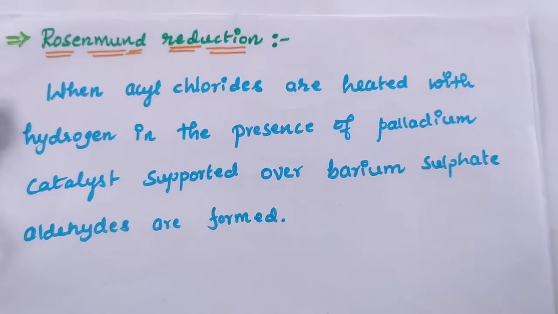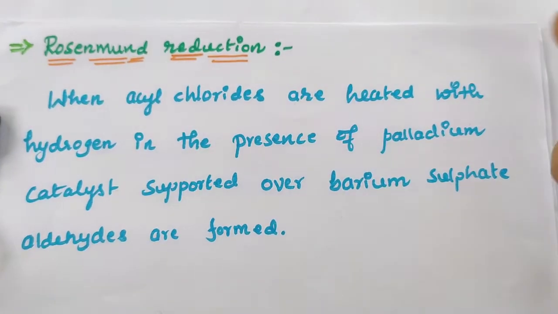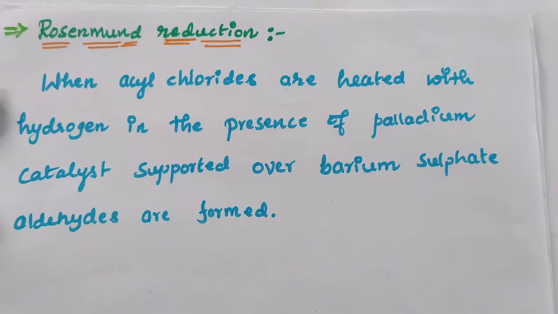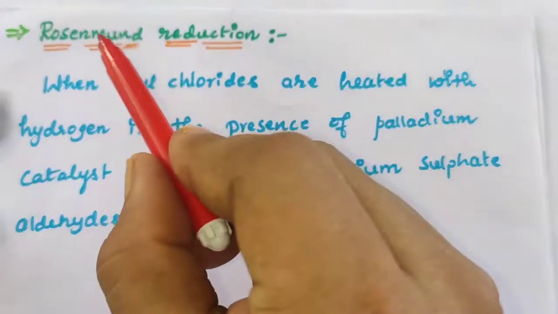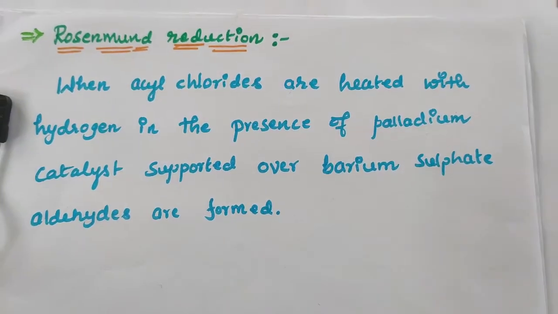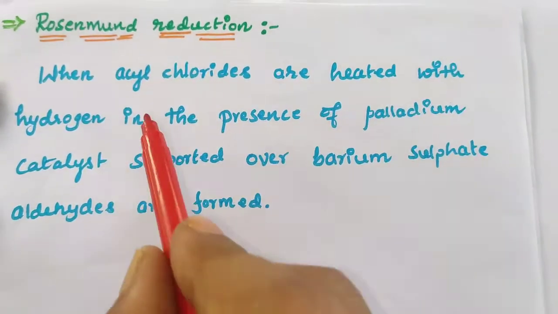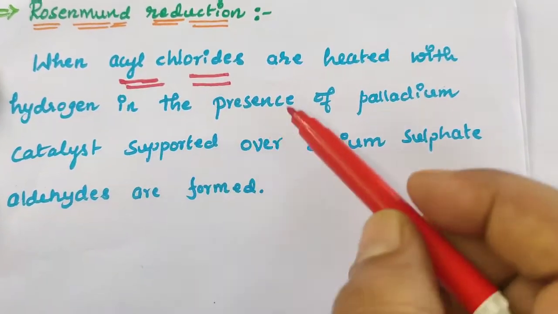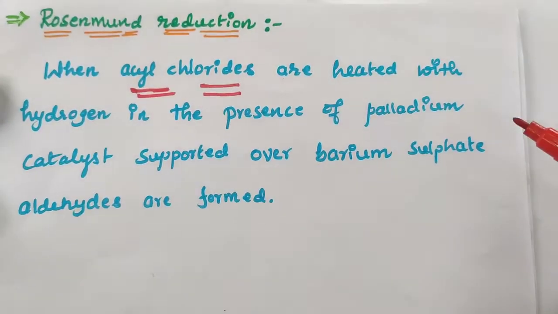Hi students, in this video I will explain one of the important name reactions, known as the Rosenmund reduction. The Rosenmund reduction is used for the preparation of aldehydes by using acyl chlorides. So now let us learn what the Rosenmund reduction is.